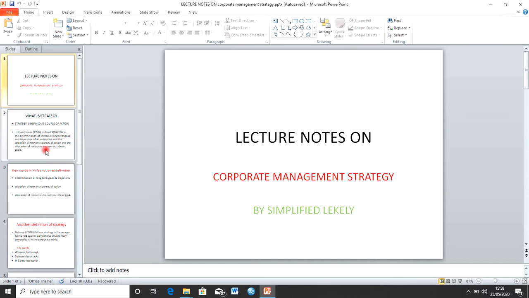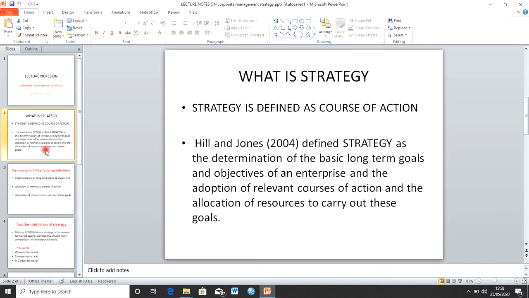And of course, strategy is defined as a course of action. You can see that a course of action is what you are doing as an organization. And of course, whatever you are doing must be in tandem with the goal that you have set. That is, you are working towards achieving the goal you have set as an organization.